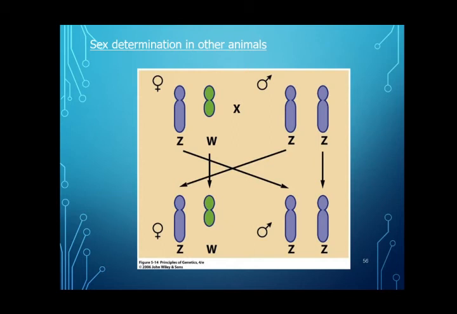So when they cross together, the female creates 2 gametes, Z and W, and the male creates only one type of gamete, which is Z. The female egg will carry Z or W, but for the offspring to become male, they need 2 Zs.